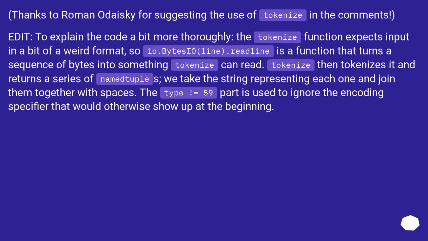Thanks to Roman Odoski for suggesting the use of tokenize in the comments. Edit, to explain the code a bit more thoroughly. The tokenize function expects input in a bit of a weird format, so io.BytesIO.readline is a function that turns a sequence of bytes into something tokenize can read. Tokenize then tokenizes it and returns a series of named tuples. We take the string representing each one and join them together with spaces. The type not equal 59 part is used to ignore the encoding specifier that would otherwise show up at the beginning.